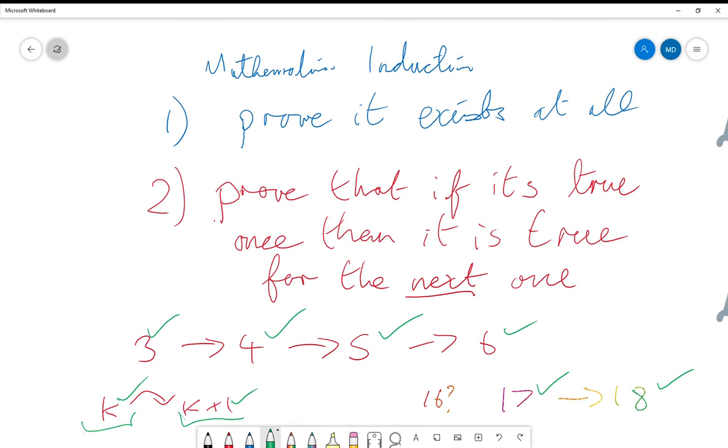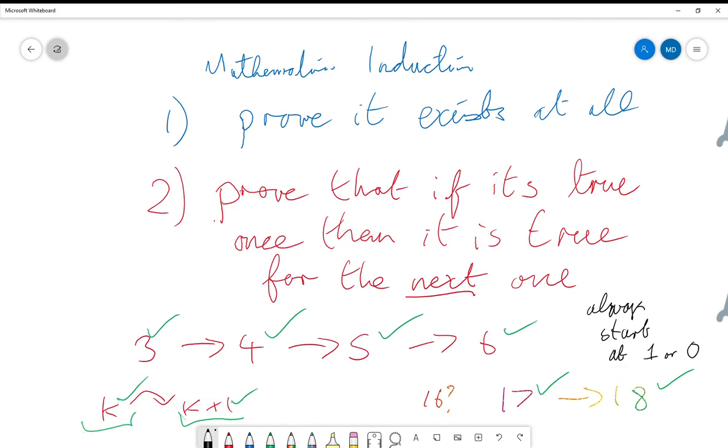So we always want to start at 1 or 0. Usually 1, but sometimes 0. We always want to start at the beginning so that we not only know that it's true for the start, but we get everything after that. And also, these tend to be the easiest cases to prove anyway.